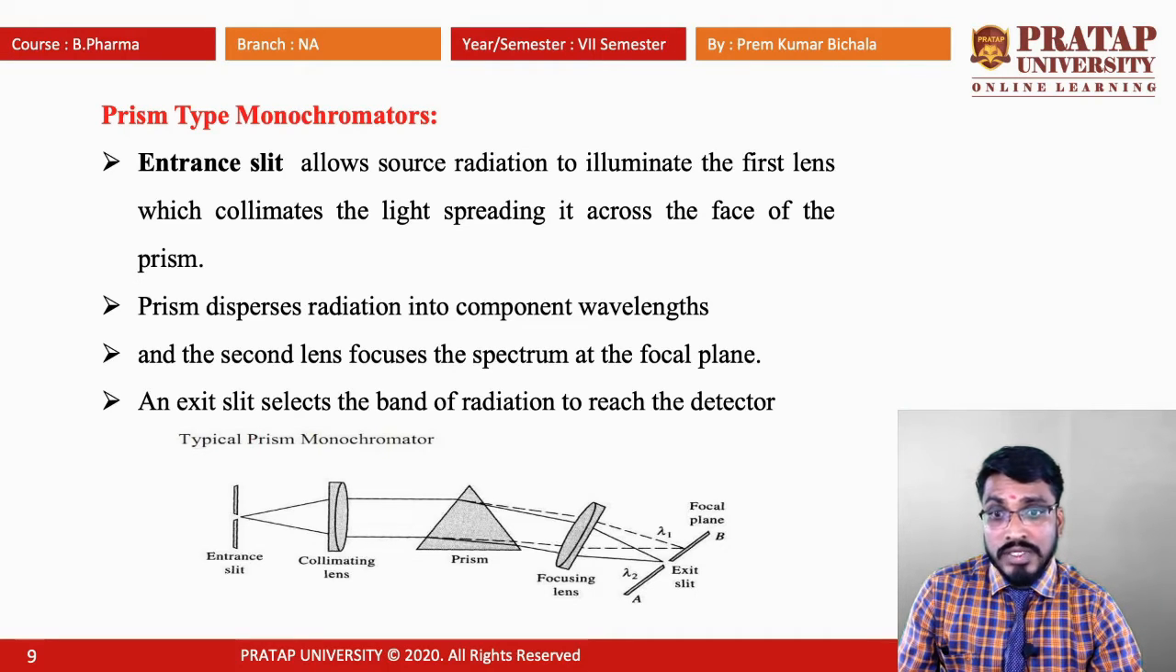And the second lens focuses the spectrum at the focal plane. That is the focusing lens. From the focusing lens, the light reaches the focal plane. From the focal plane, the exit slit works, and this selects the band of radiation to reach the detectors through the sample solution.